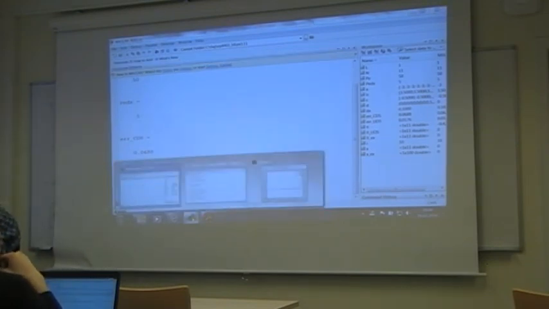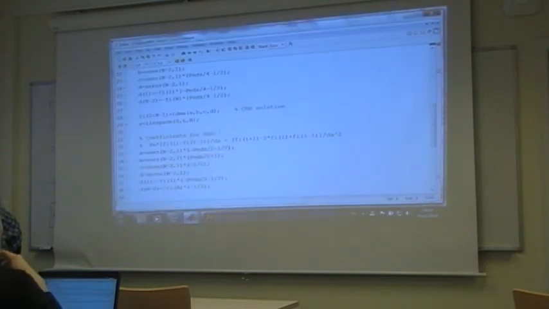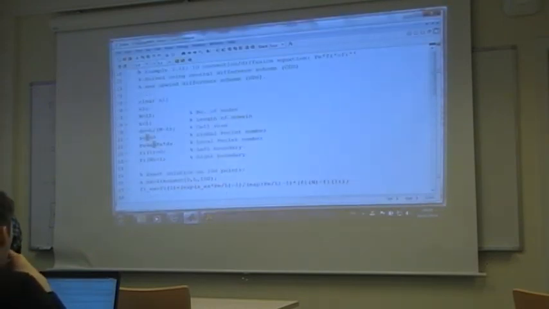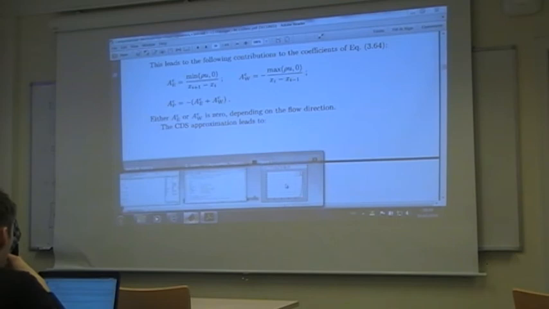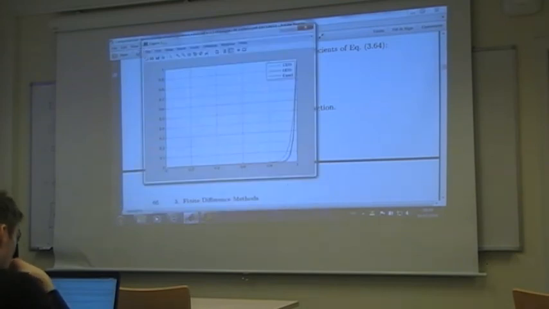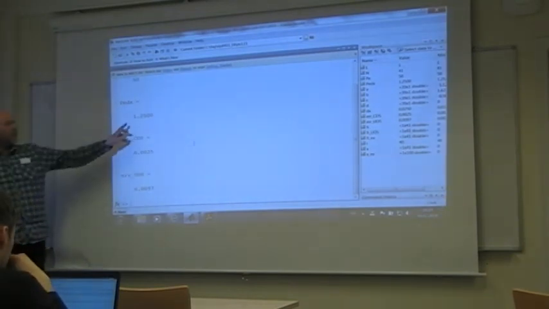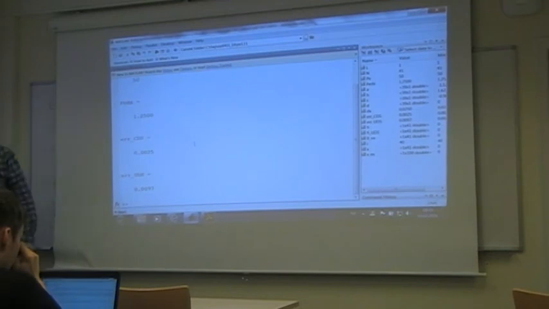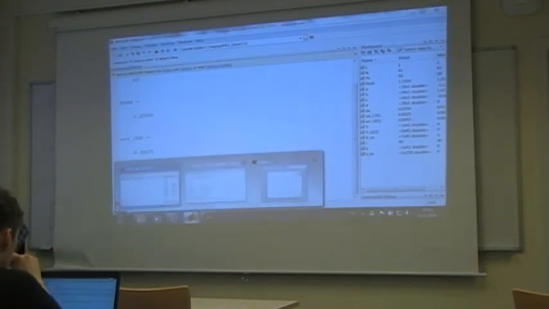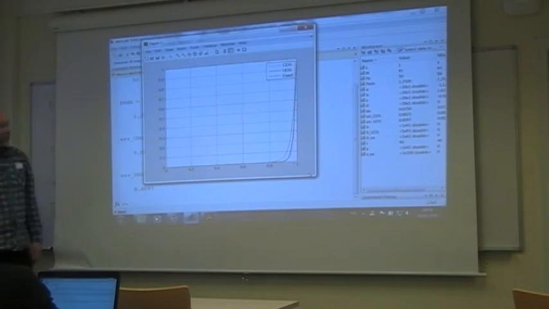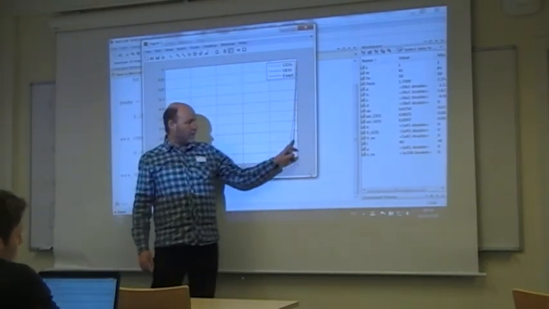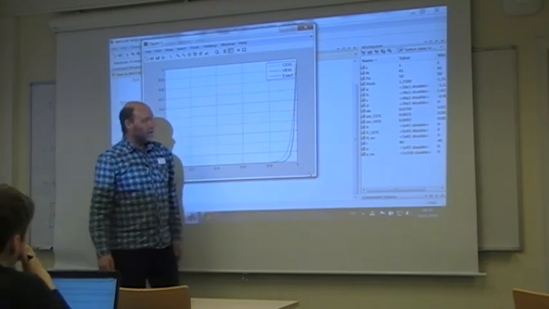And to get a better one, well, you have no choice. You need more cells. So how many do we need here? 40 or something? Looks a little bit better. And now the cell Reynolds number is smaller than 2. Then the scheme will be okay. So here, the exact solution, and the blue one follows it very nicely indeed.